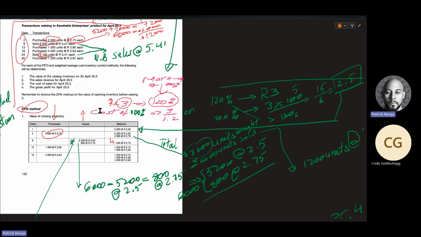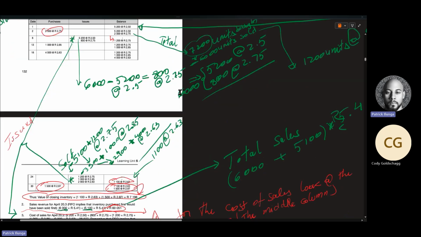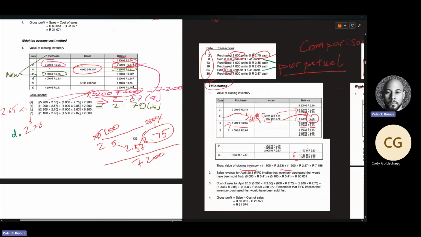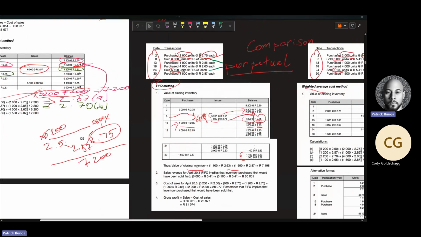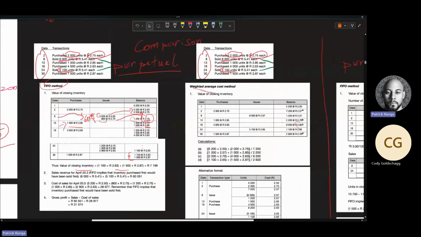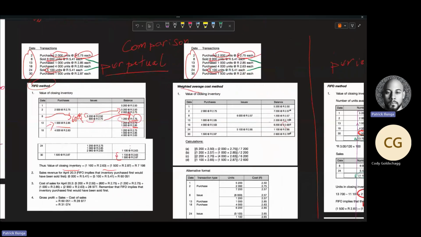So I can anticipate that the cost of sales is going to change, but the sales revenue is not going to change. Therefore, the gross profit that we're going to find will also be different on these different methods, right? Remember, we're going to look at four things, and that's why I've provided you this. This is really something wonderful for you to see, also a comparison.